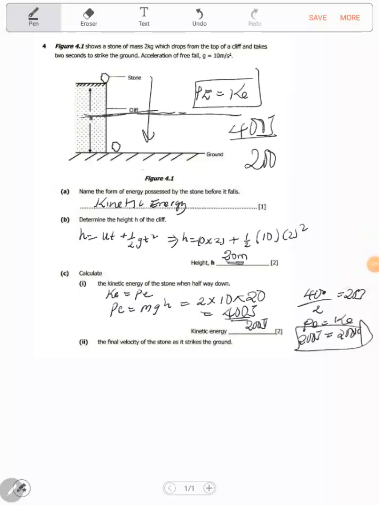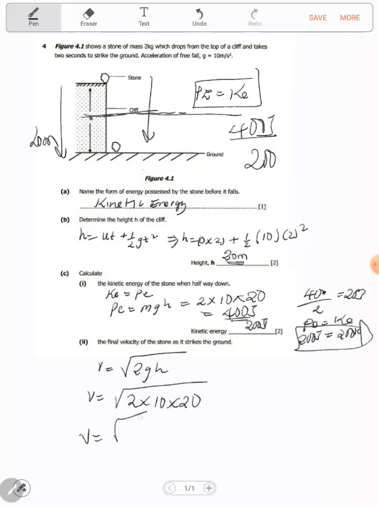Find the final velocity of the stone as it reaches the ground. Now for us to find velocity, you need to know this formula, by the way, it's very important. As it reaches the ground, velocity we don't know, 2 is there, gravity is 10, and height is 20. As it falls down to the ground, it would move 20 meters. So that's 400, and the square root of 400 will give you 20 meters per second as your velocity.